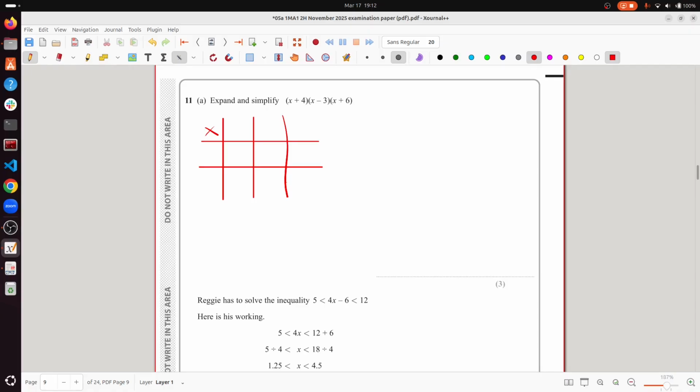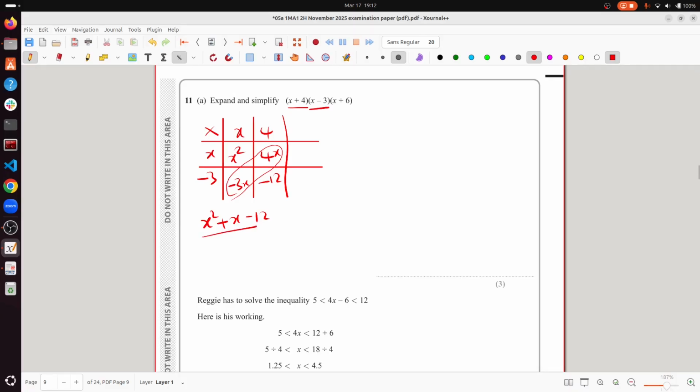So x and 4 goes there. We have x and minus 3. That gives me x squared, 4x, minus 3x, and minus 12. Now these are like terms. So that gives me x squared plus x minus 12.